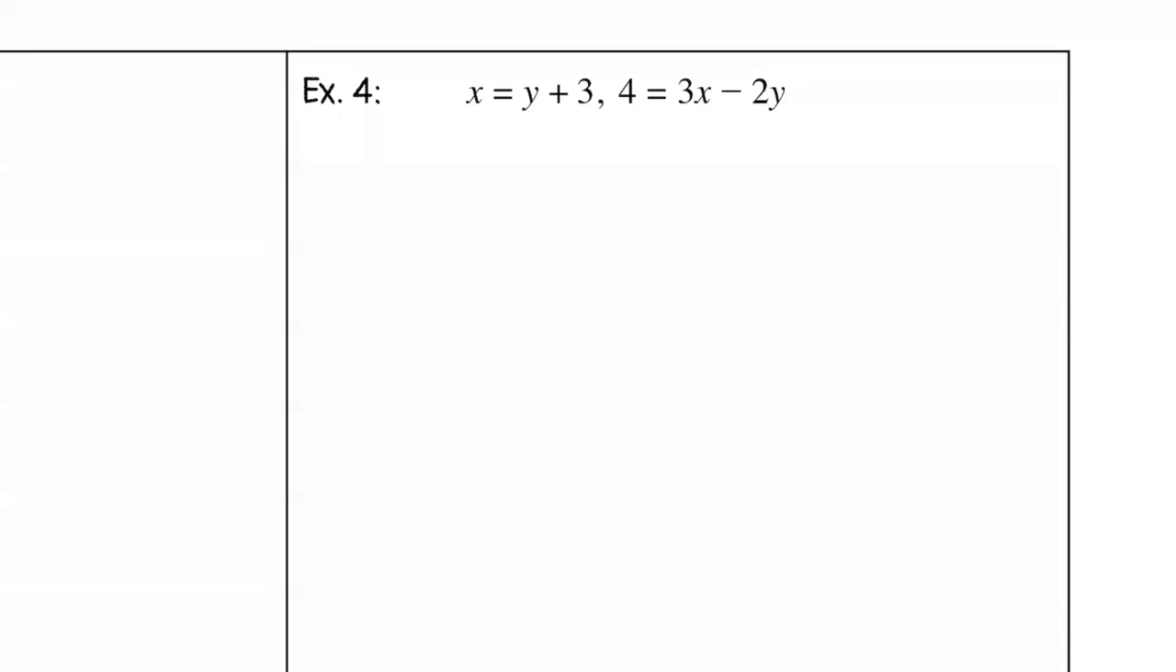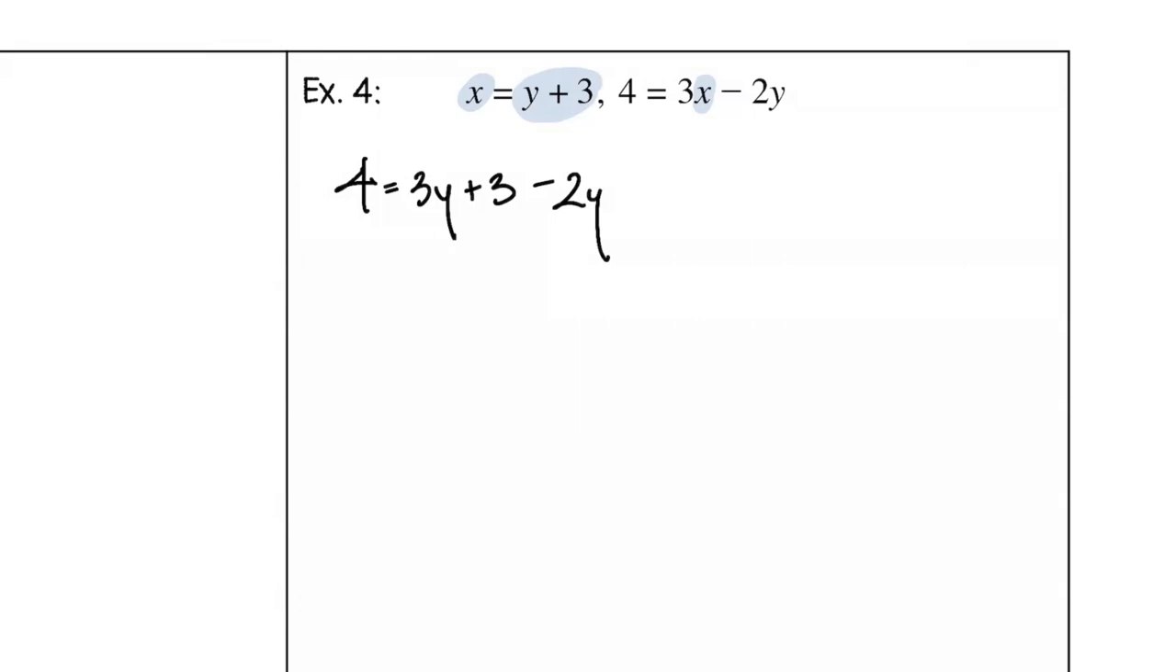And in particular, we might notice that everywhere we see an x, we can replace it with y plus 3. And so that means in the other equation where I see the x, I can put y plus 3. Okay. And so if I substitute that in, I would get 4 equals 3y plus 3 minus 2y. True or false? False.